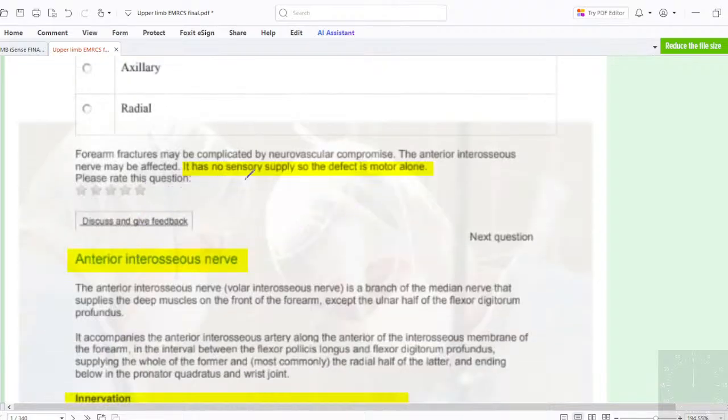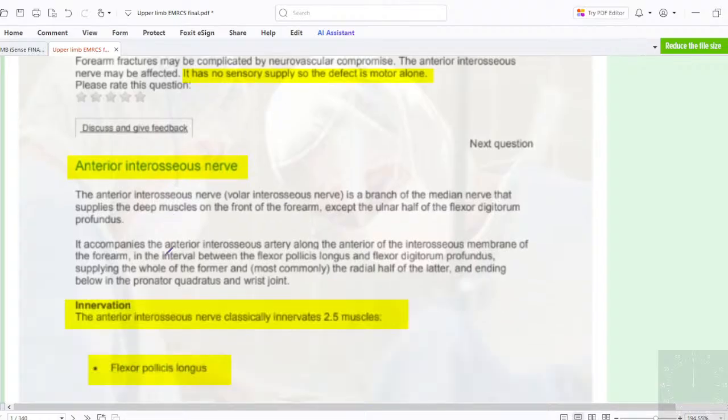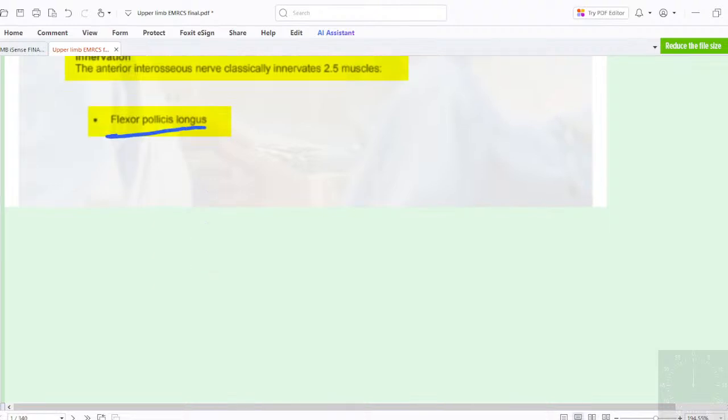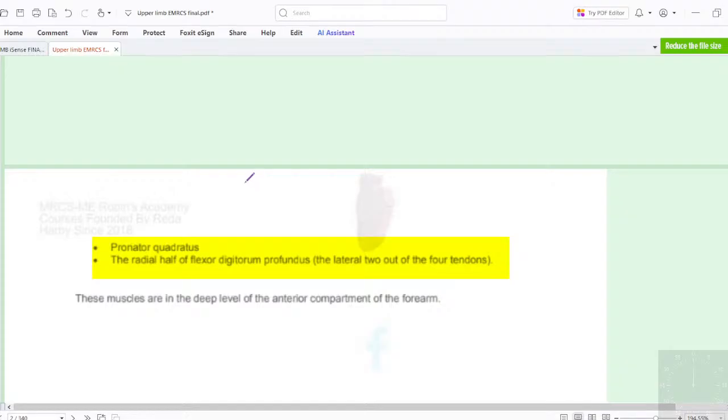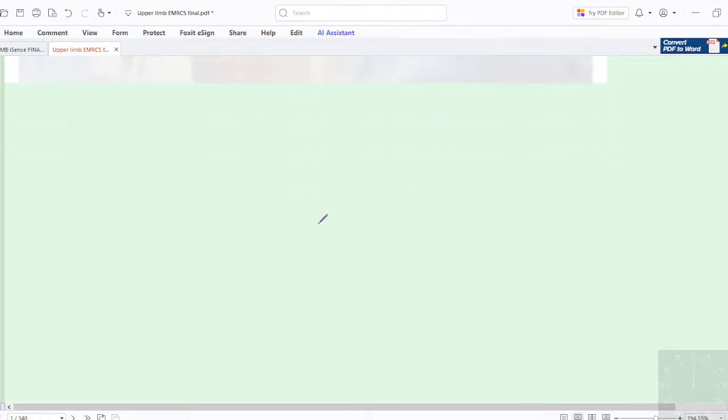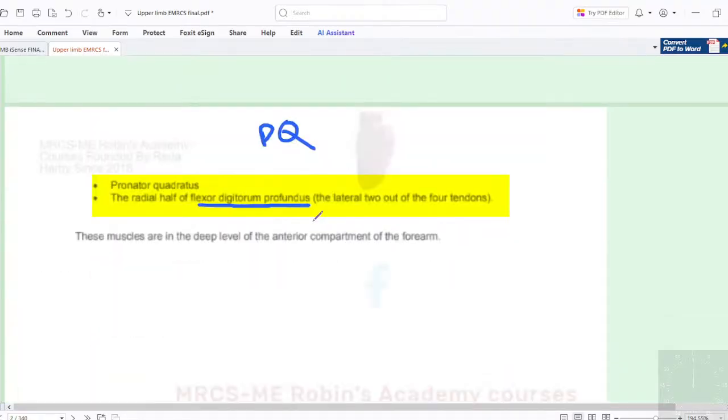So it has no sensory supply, so the defect is motor alone. The anterior interosseous nerve, we have seen, supplies two and a half muscles: flexor pollicis longus, pronator quadratus, and flexor digitorum profundus, the lateral half. FPL, PQ, and FDP.